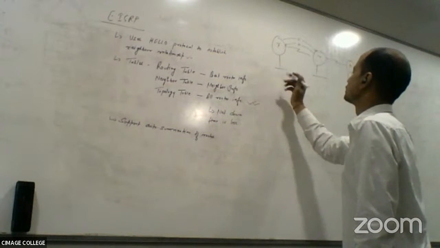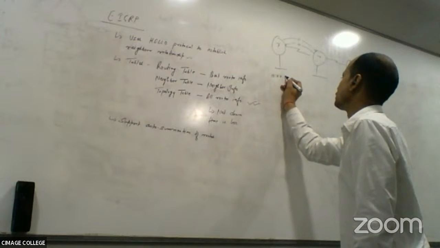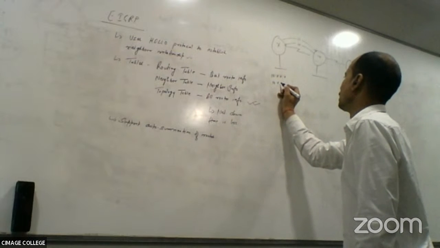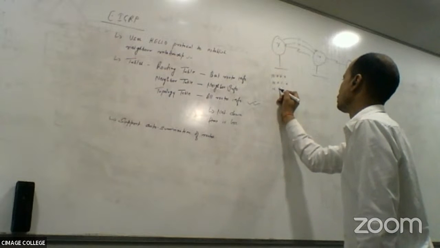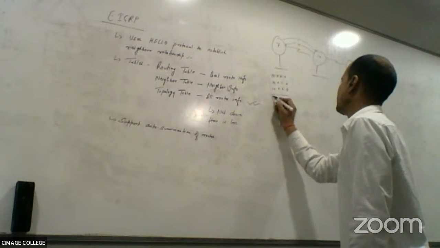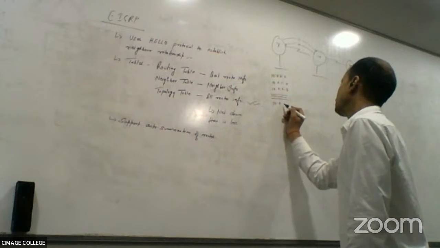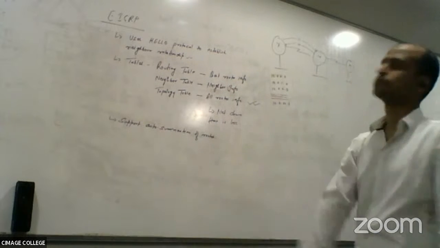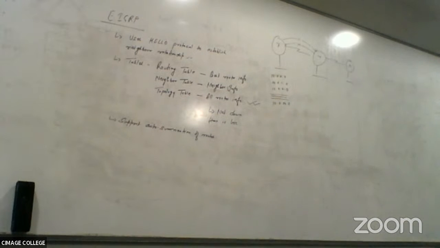192.168. No, I'm going to use 10. 10.0.0.0, 10.0.1.0, 10.0.2.0, and the same way 10.0.50.0. 50 networks. In this case, it has information about all these 50 networks, and it will give the same information to the second router, and second router will transfer this information to third router.